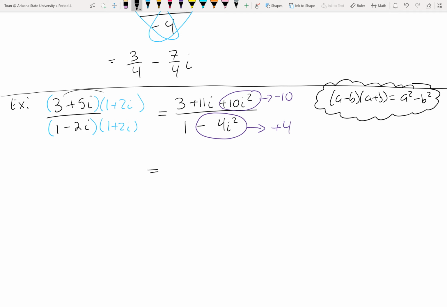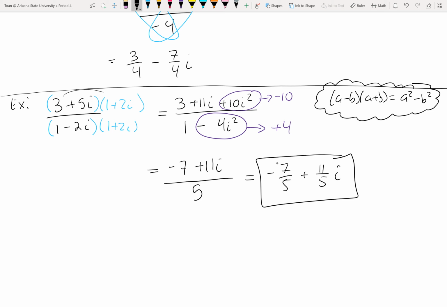Go ahead and combine like terms. So in the numerator, we have a 3 with the negative 10 is a negative 7. And then in the denominator, we have a 1 plus 4, which is a 5. I want it in standard form, so just split apart the fraction. Negative 7 fifths plus 11 fifths i. Right. Easy peasy.